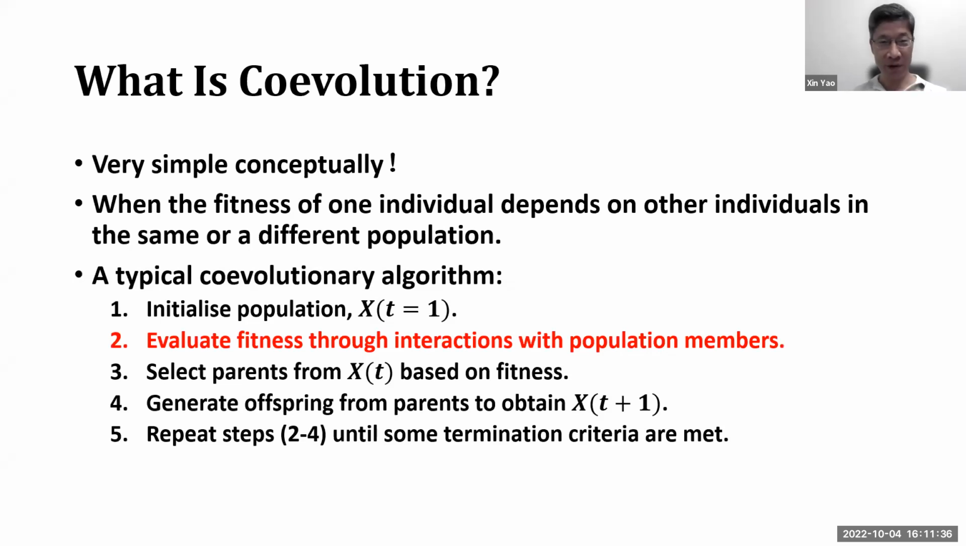If we look from the algorithm's point of view, this is a very simple coevolutionary algorithm. The only difference between this coevolutionary algorithm and a normal evolutionary algorithm is in step number 2, where we evaluate the fitness of one individual through interactions between this individual and other individuals in the population. So you can see one of the characteristics of coevolution is that the fitness is always relative, not absolute.